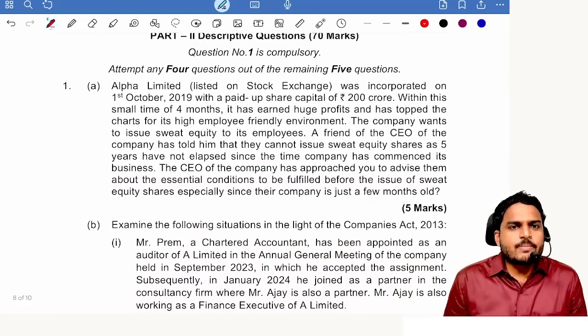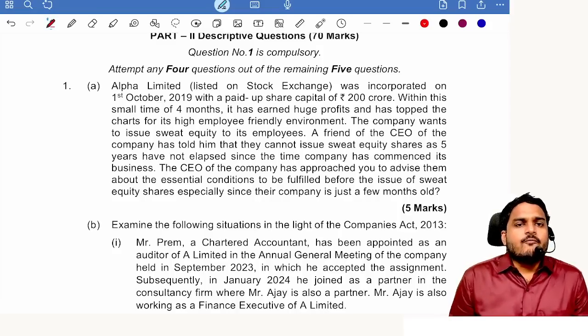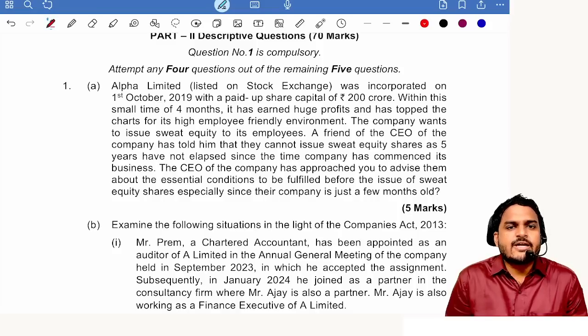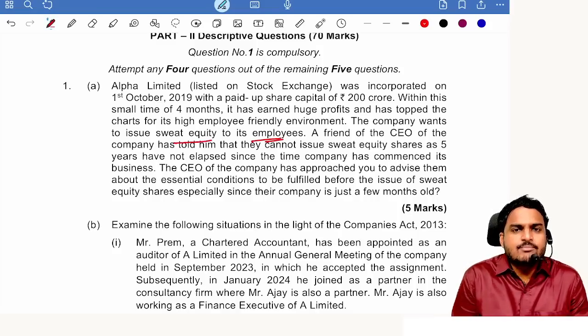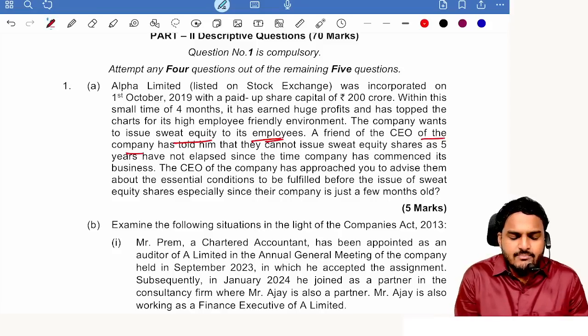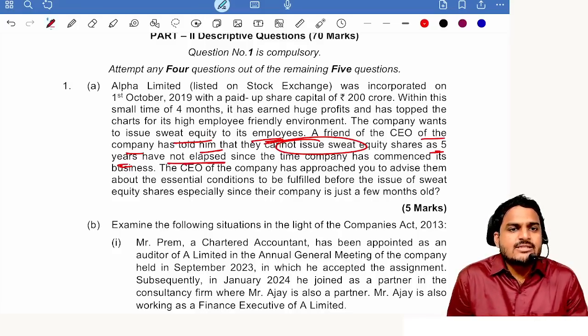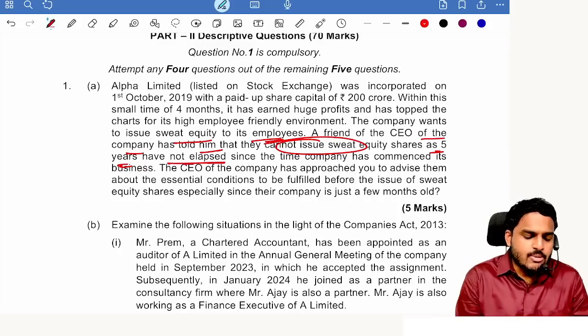Alpha Limited was incorporated on 1st October 2019 with a paid up share capital of 200 crores. Within the small time of 4 months, it has earned huge profits and topped the charts for its high employee friendly environment. The company wants to issue sweat equity shares to its employees. A friend of the CEO of the company has told him that he cannot issue sweat equity as 5 years have not elapsed since the time the company commenced its business. The CEO has approached you to advise them about the essential conditions to be fulfilled before issue of sweat equity shares. Do you remember the conditions?